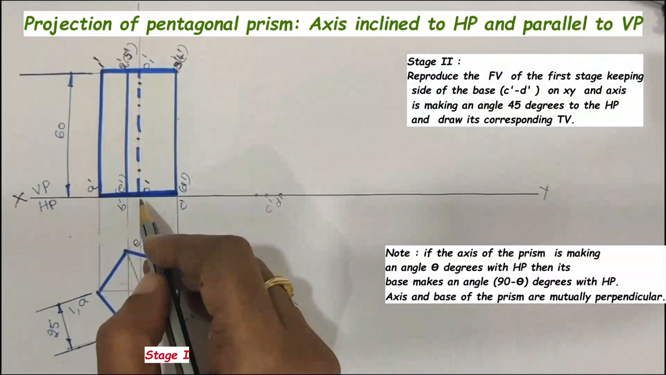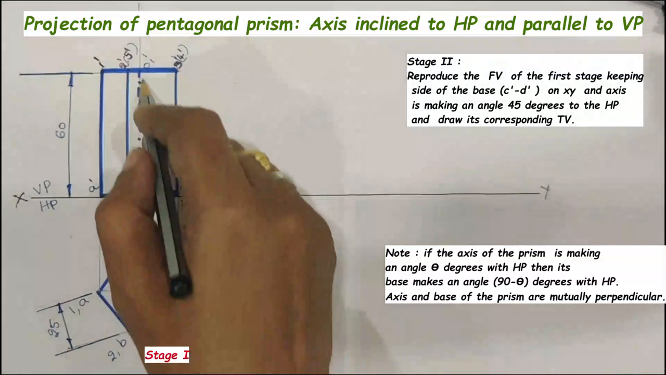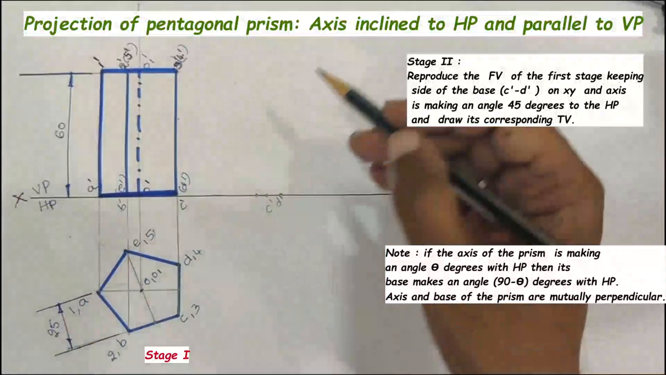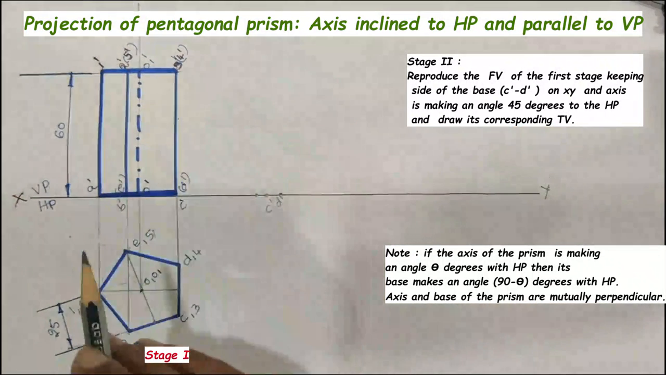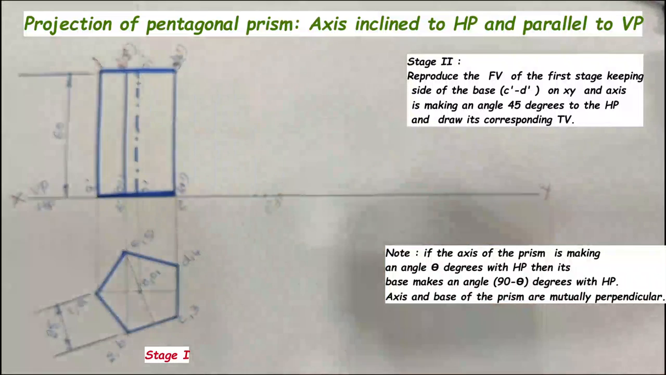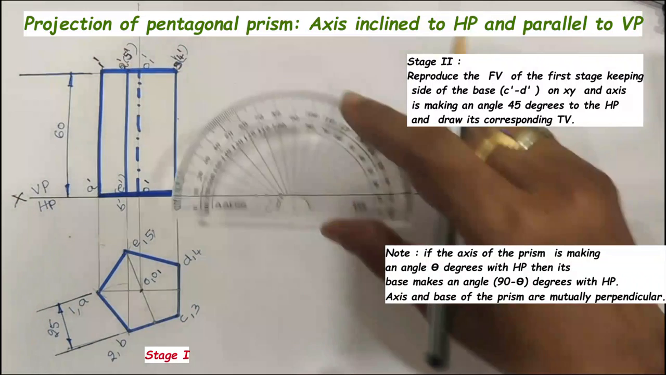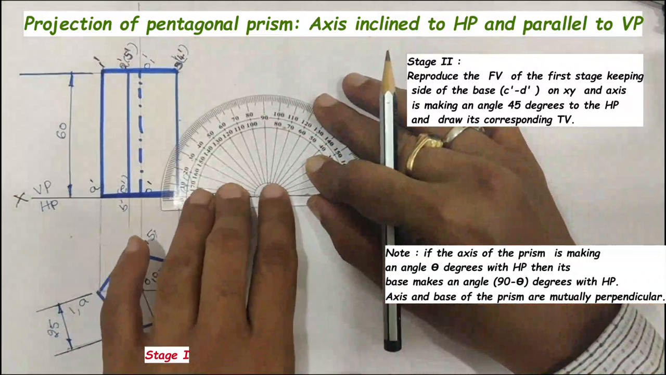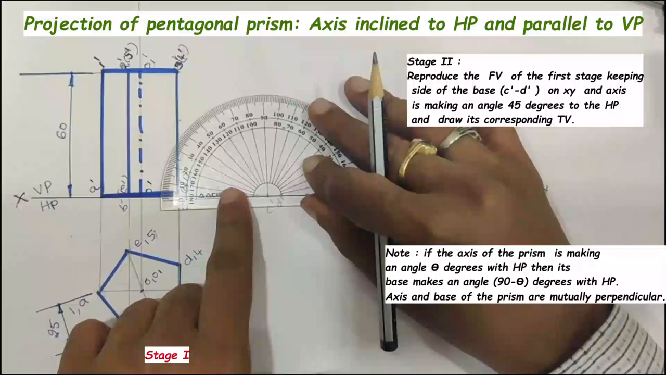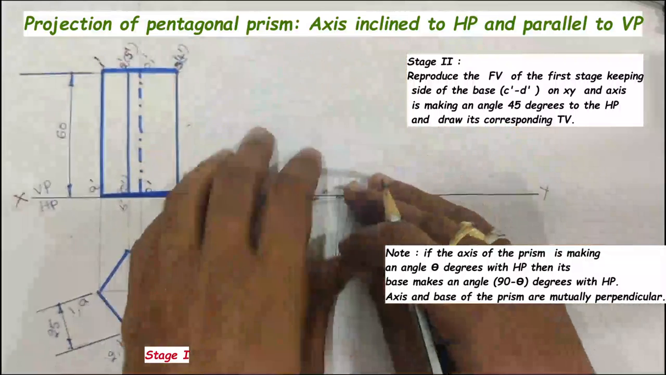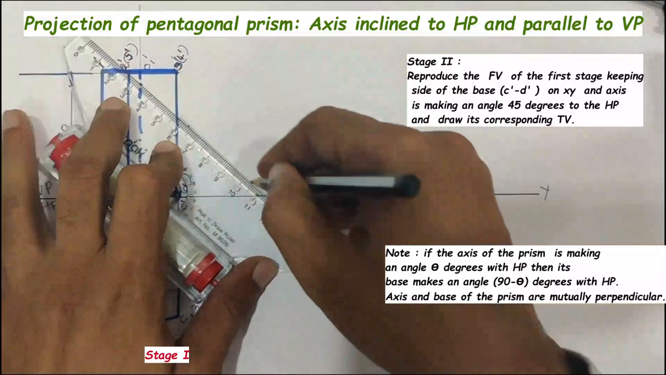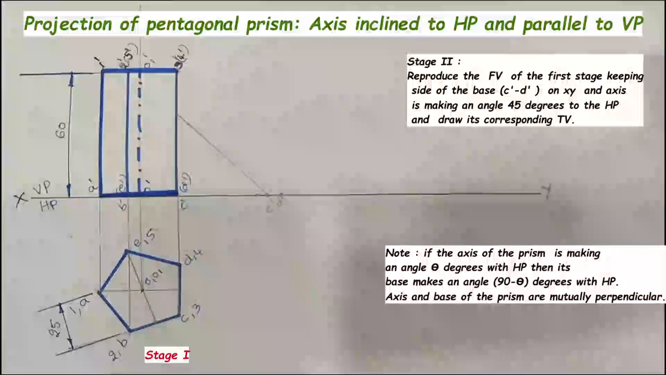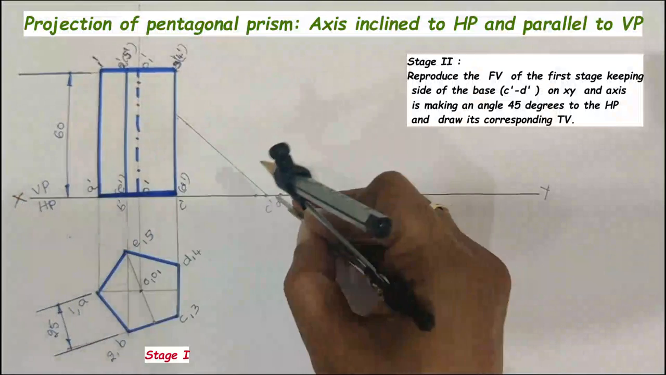Then the axis is making an angle of 45 degrees to the HP. To the axis, this base is perpendicular. If the axis is making an angle of 45 degrees to the HP, it means the base is making an angle of 90 minus 45 degrees, that is 45 degrees, to the HP. In order to easily reproduce the first stage front view in the second stage front view, we will consider the base inclination with HP. At C dash D dash, with the base inclination with HP, say 90 minus 45 degrees, that is 45 degrees, draw an inclined line. After that, transfer the C dash A dash line along this inclined line.